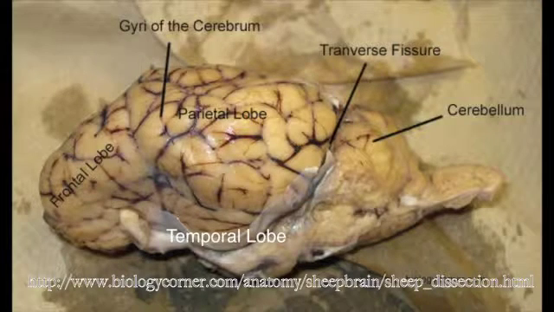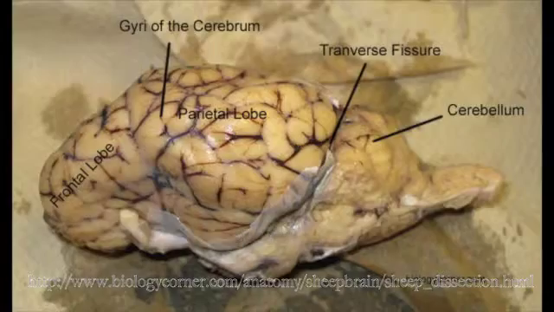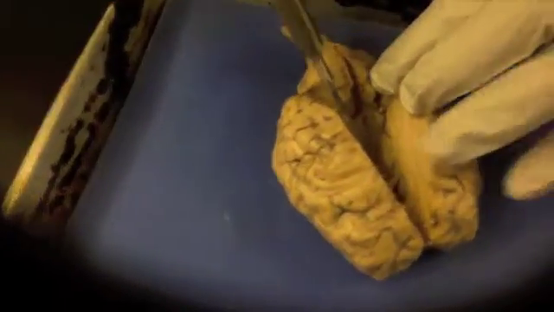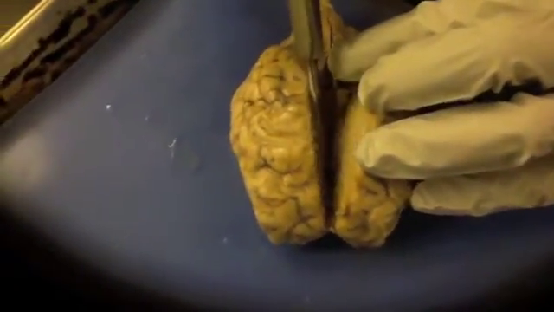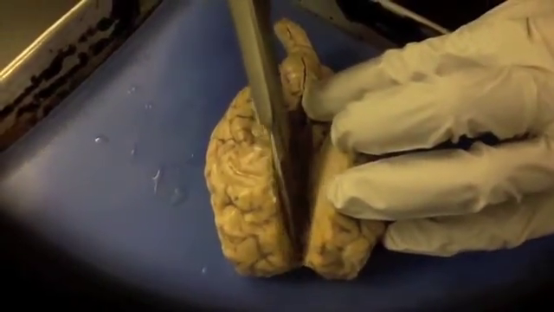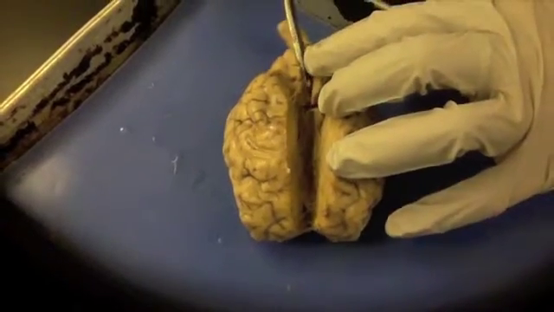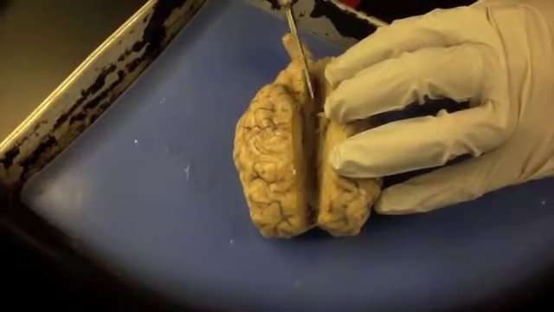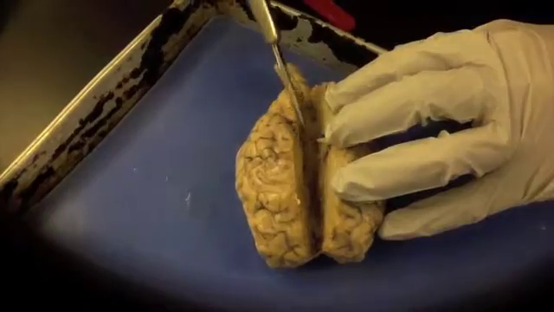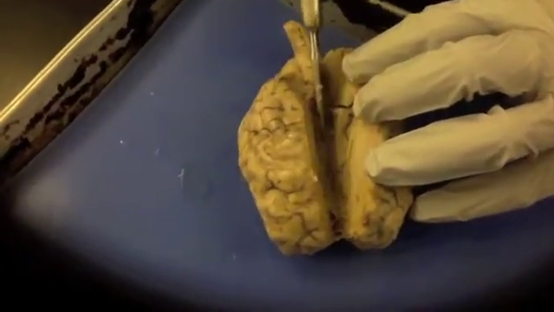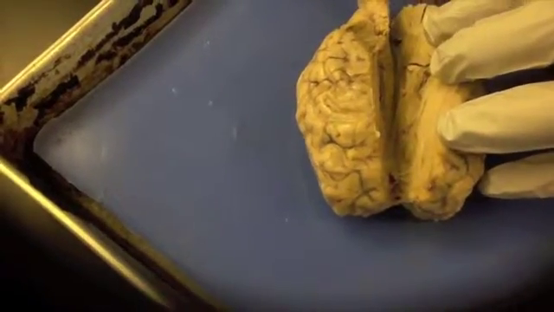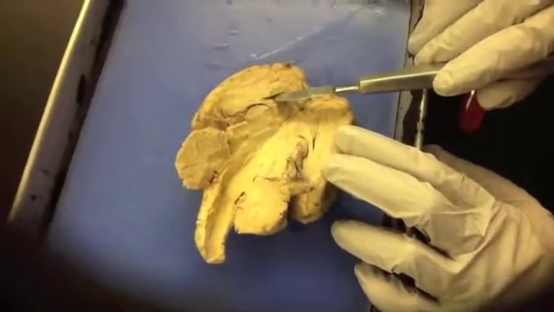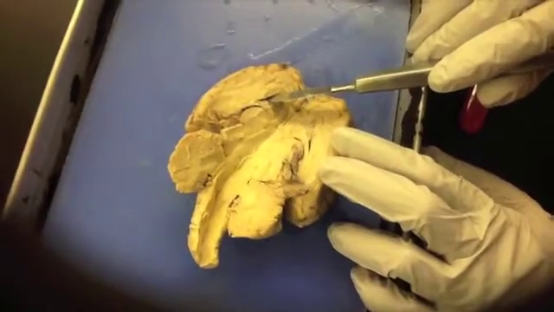The gyri of the cerebrum is an elevated ridge of the cerebral cortex tissue. Here, Sabrina is cutting along the longitudinal fissure, splitting the left and right hemispheres of the brain. Sabrina's scalpel is indicating the location of the lateral ventricle.